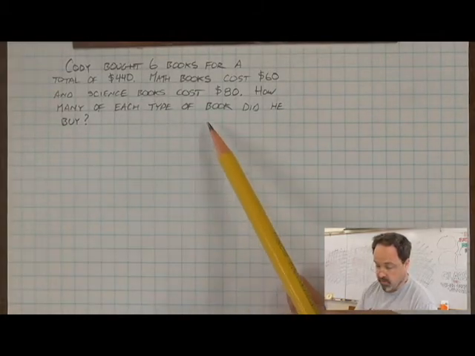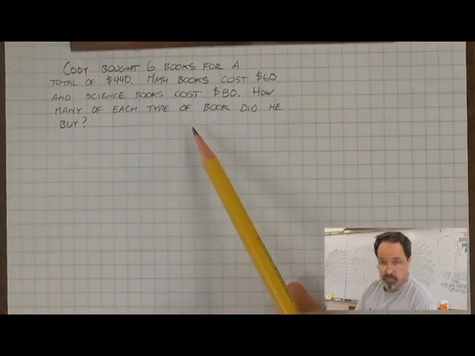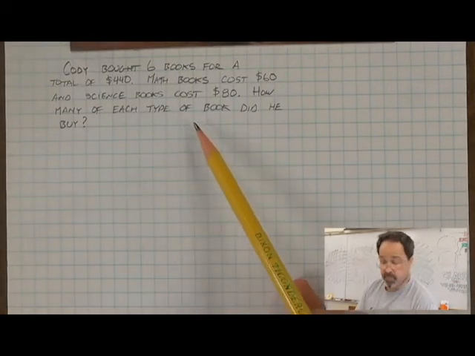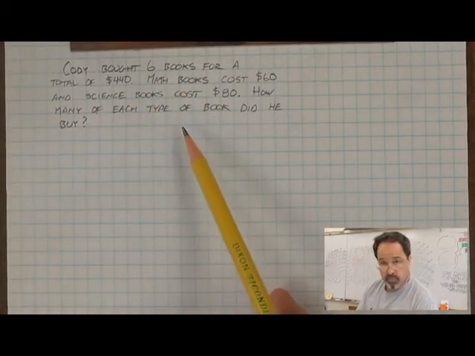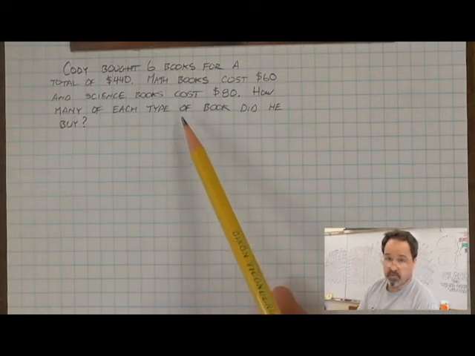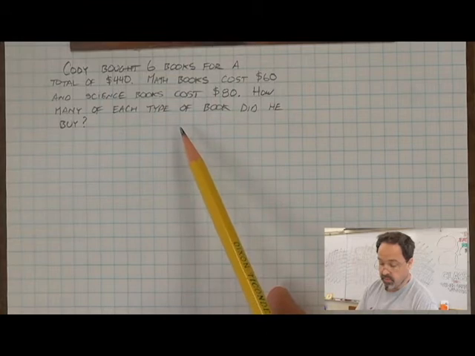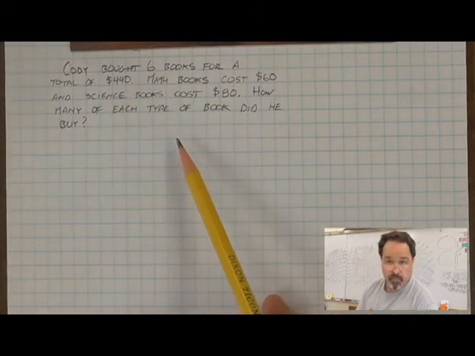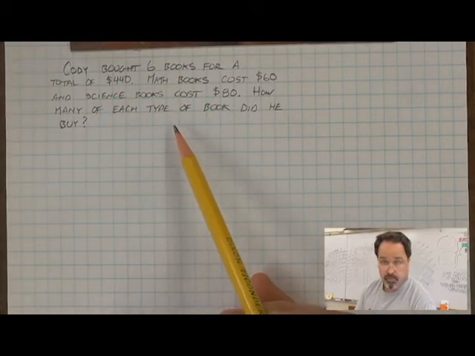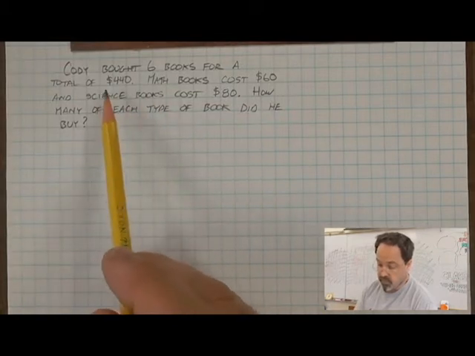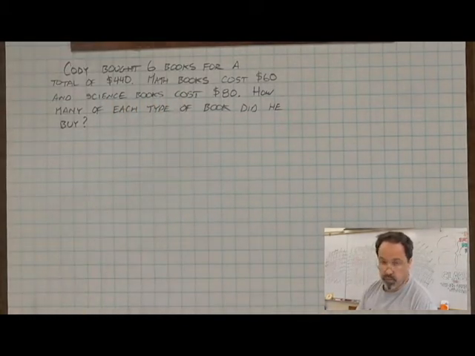Here I have a problem. It's expressed in words. Many people would call these word problems, but what's important about them is that they have a real-world situation that we need to understand to help solve the problem. This is a contextual problem. I'll read it. Cody bought 6 books for a total of $440. Math books cost $60 and science books cost $80. How many of each type of book did he buy?